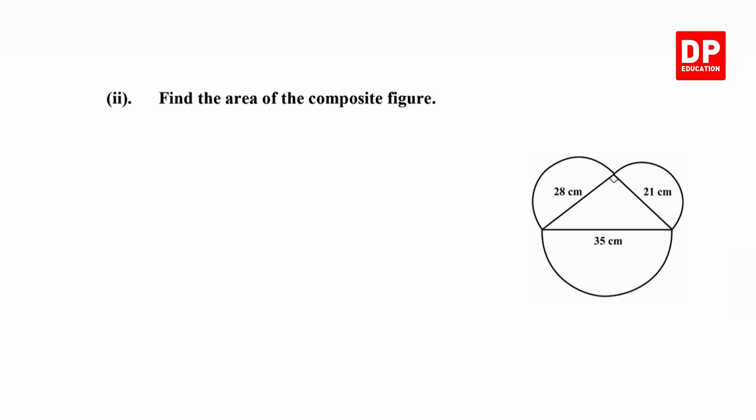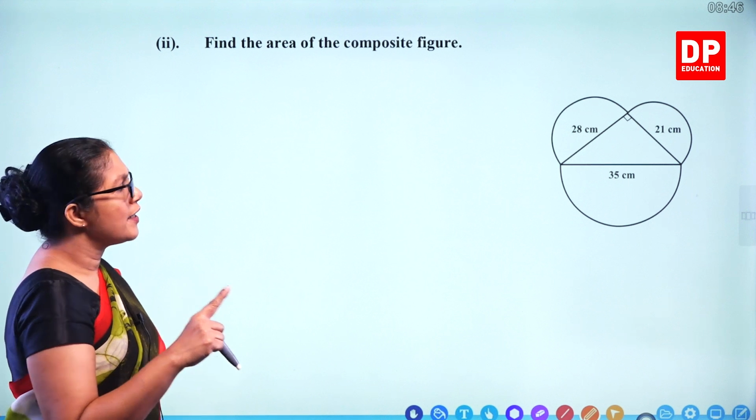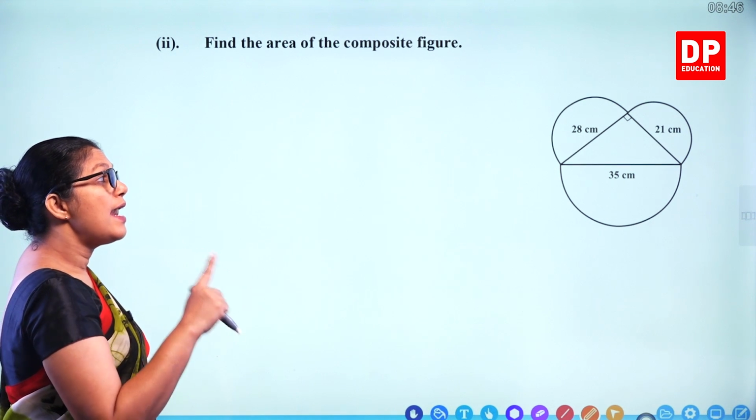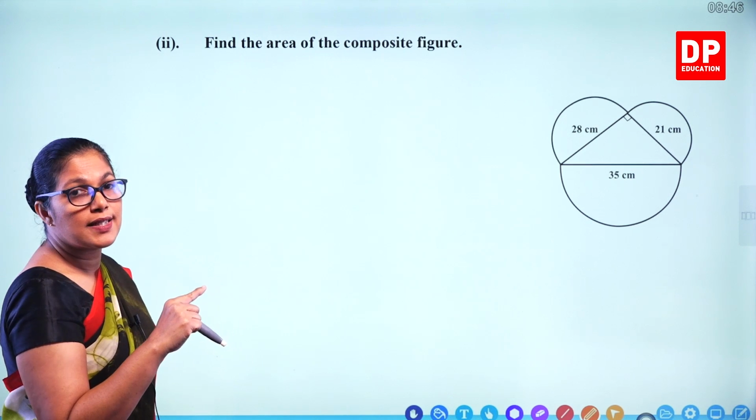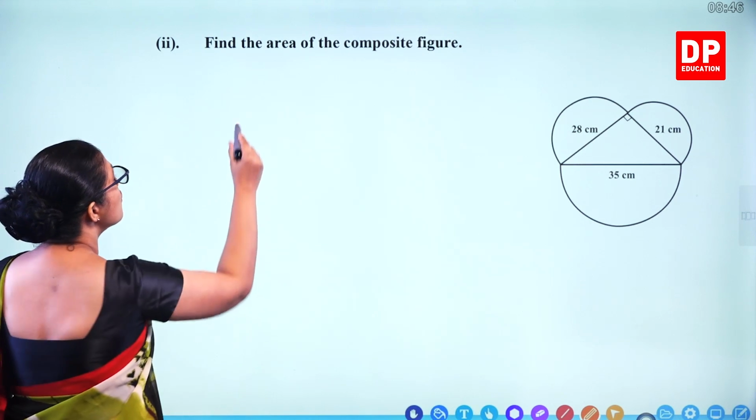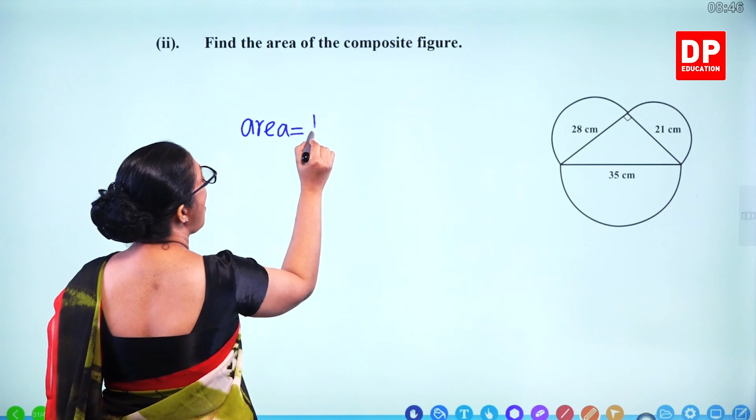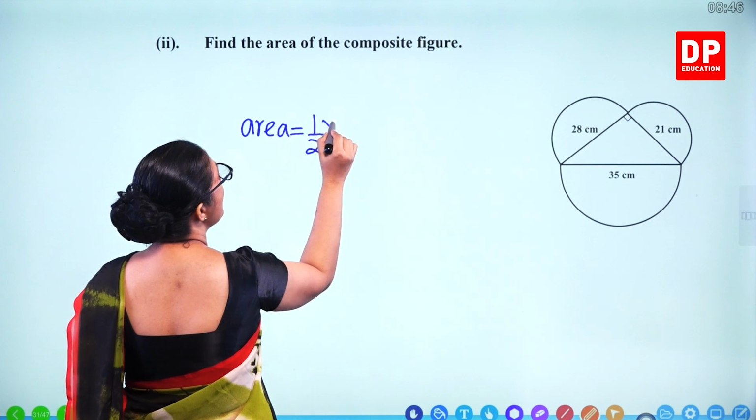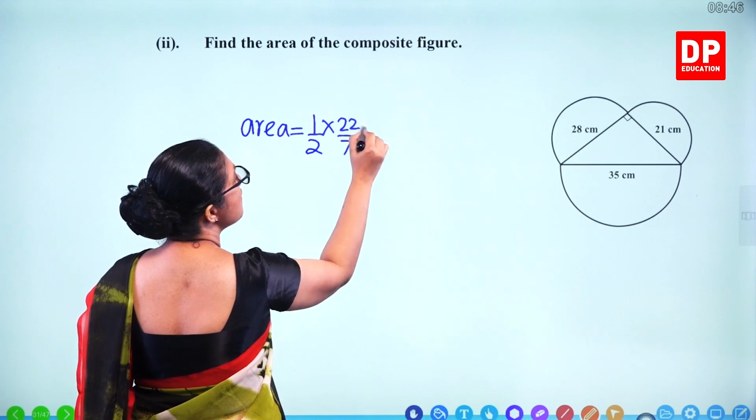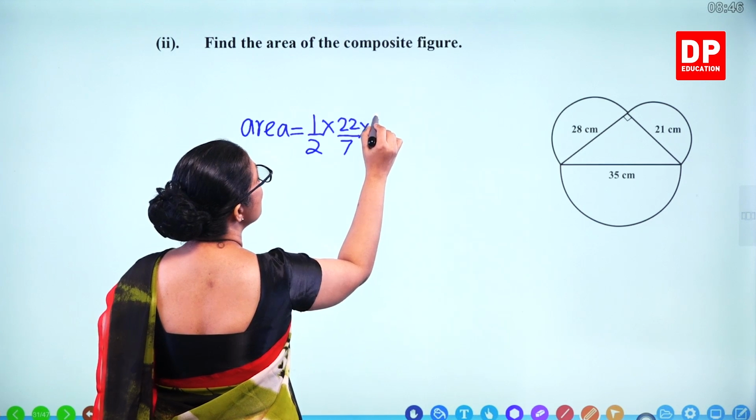Find the area of the composite figure. So you have to find the area of the triangle and the areas of the semicircles, 3 semicircles. So what's the area formula? Half into pi r squared. Pi is 22/7. Radius means 14.